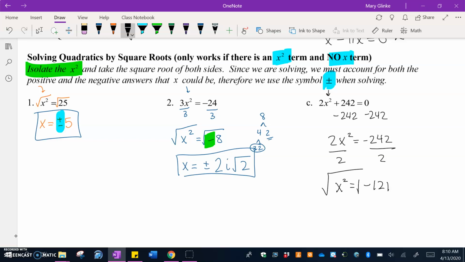I'm going to go ahead and square root both sides. On the left-hand side, we get x. On the right-hand side, we get plus or minus. The square root of 121 is 11. And then the square root of negative 1 is i. So we get x equals plus or minus 11i.